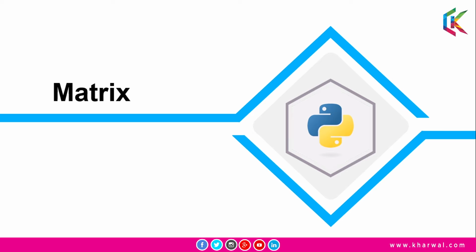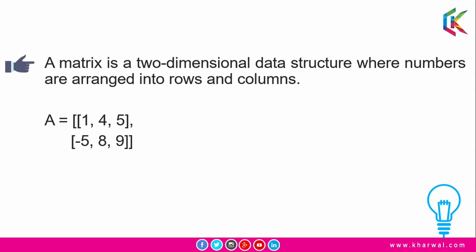So let's get started with the matrix. A matrix is a two-dimensional data structure where numbers are arranged into rows and columns. So here is an example of a matrix. We can treat this list of lists as a matrix having two rows and three columns. Python doesn't have a built-in type for matrices. However, we can treat a list of lists as a matrix.